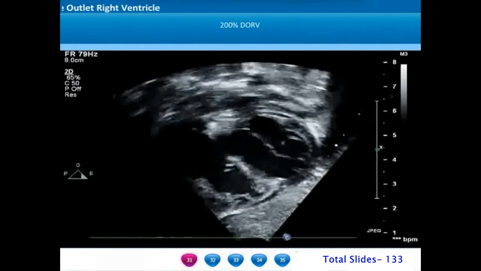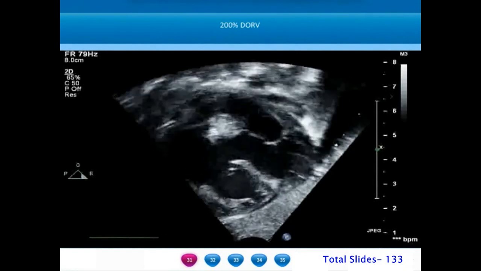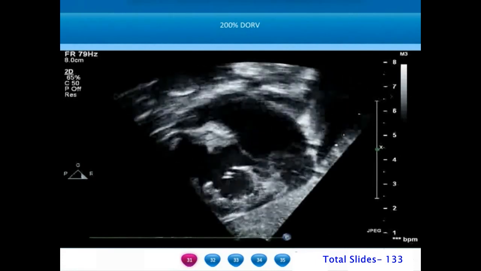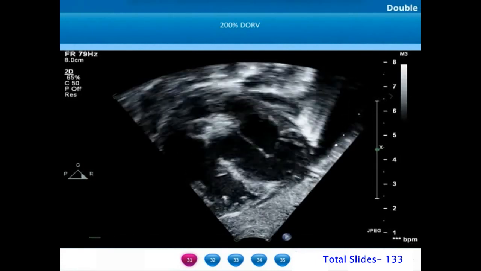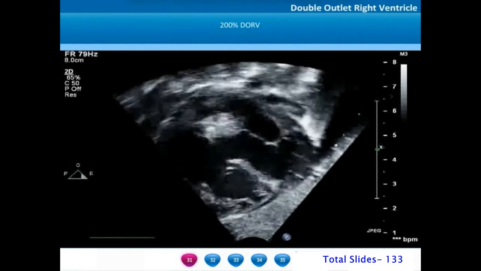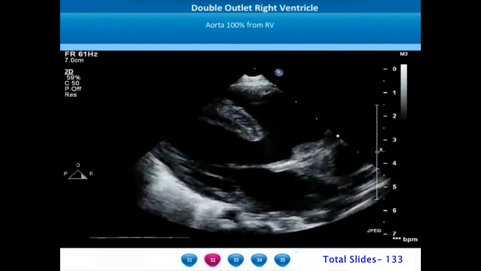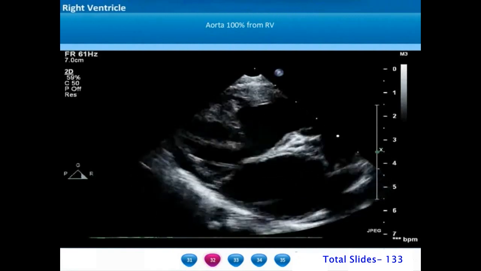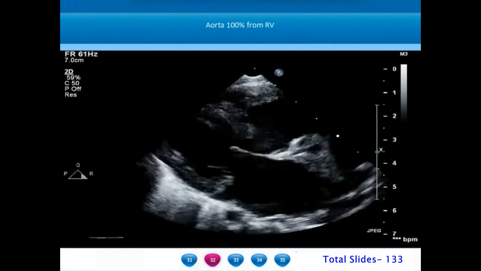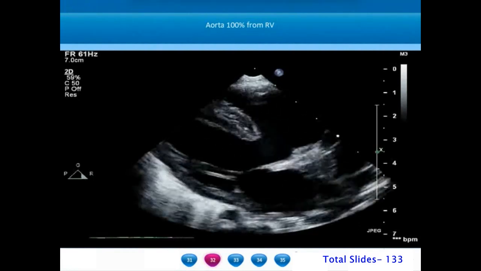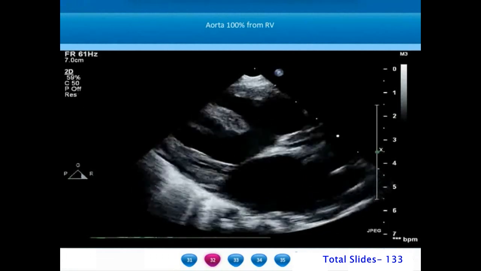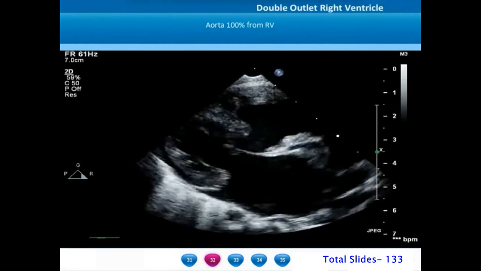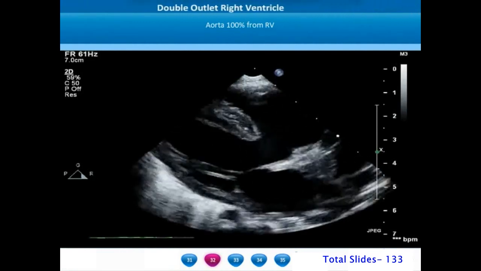On a subxiphoid short axis view, we can notice the aortic valve from the right ventricle. The entire aorta is committed towards the right ventricle, and we can notice a large subaortic ventricular septal defect. On a parasternal long axis view, again, we can appreciate that the aortic annulus is completely committed towards the right ventricle. There is a lot of distance between the ventricular septal defect and the aortic valve, and there is a large separation between the aortic annulus and the mitral annulus.